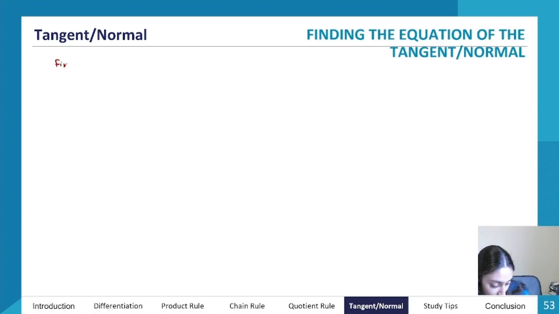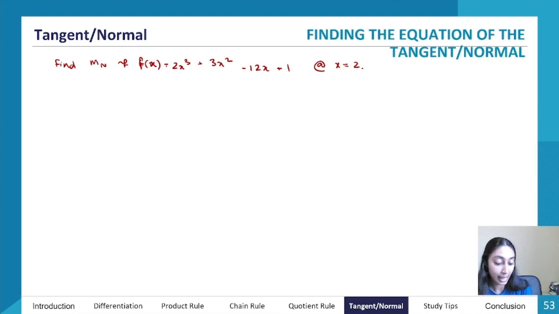So find mn of f of x is equal to 2x cubed plus 3x squared minus 12x plus 1 at x is equal to 2. So the first step is to find the gradient function, so f dash of x, which will be 6x squared plus 6x minus 12. Now I'm going to find the gradient of the tangent at x is equal to 2, because that's just the first step to do it.